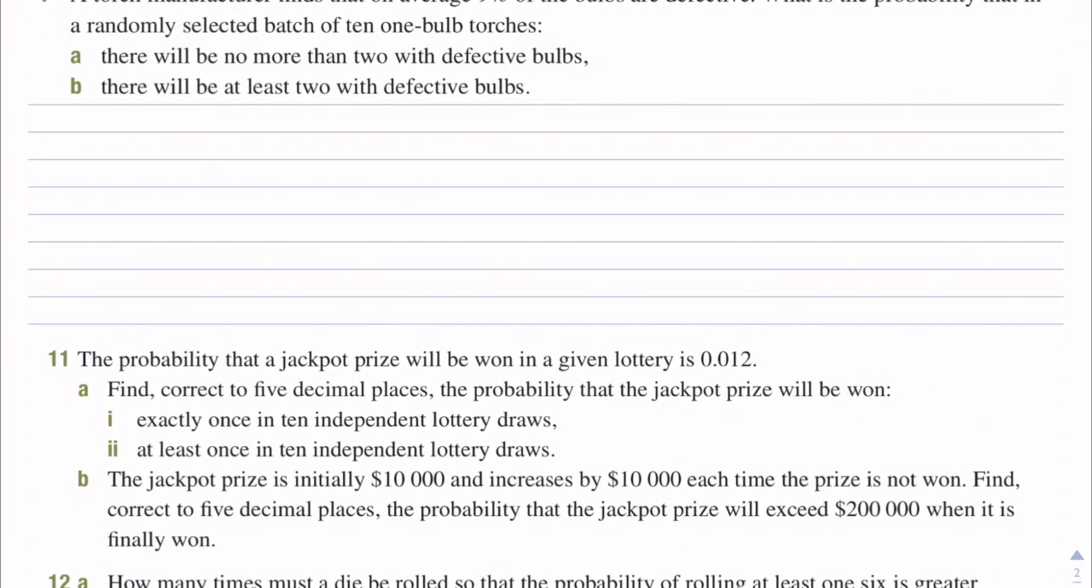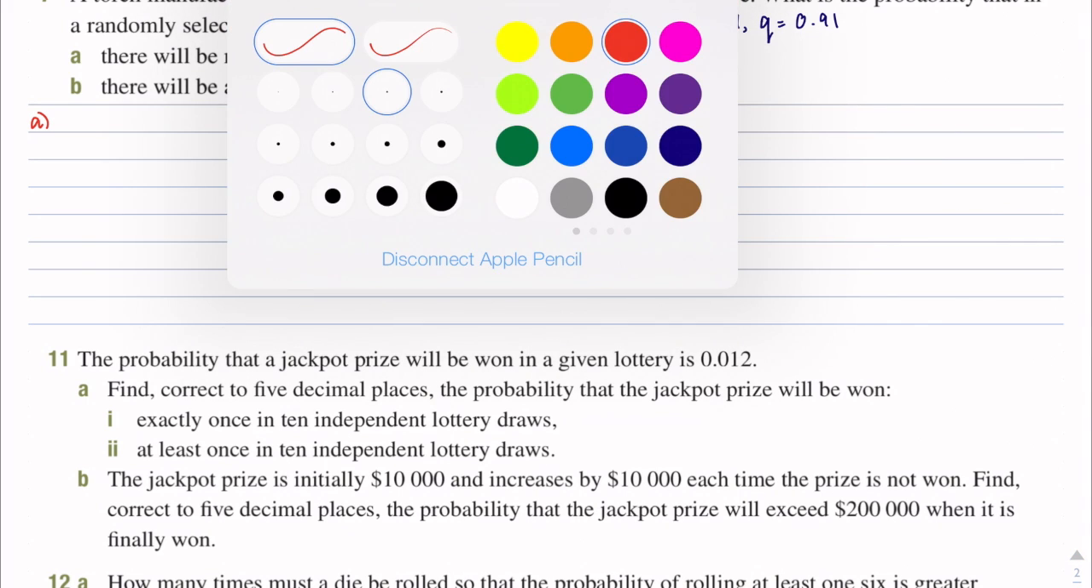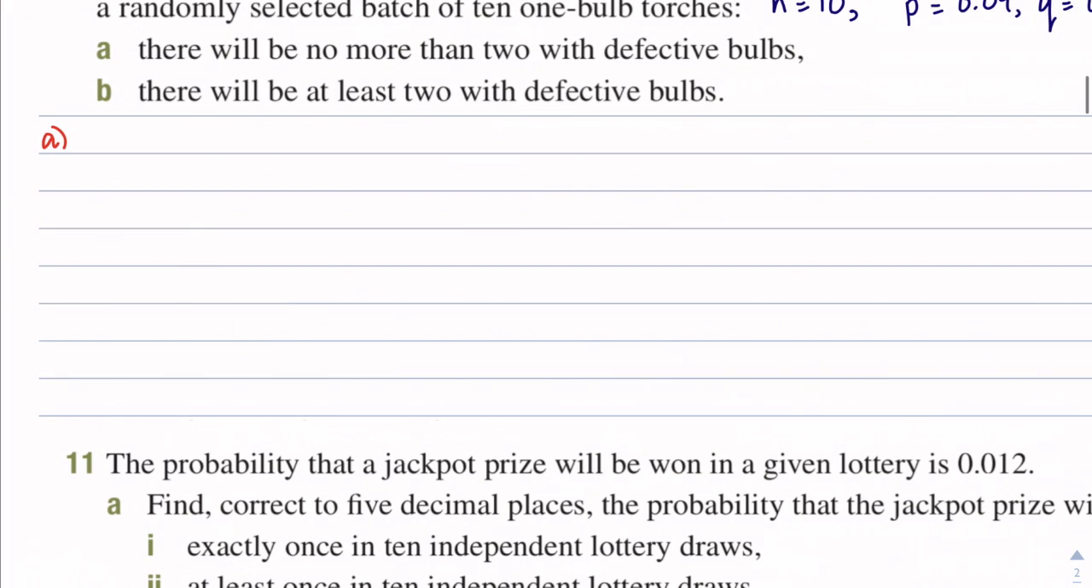So 7A is really similar to above. We've got 10 bulbs. The probability of being defective is 0.09, which means the probability of not being defective, the failure, is 1 minus this, so 0.91. So for 7A, no more than 2 with defective bulbs: the probability that X is no more than 2, so less than or equal to 2.